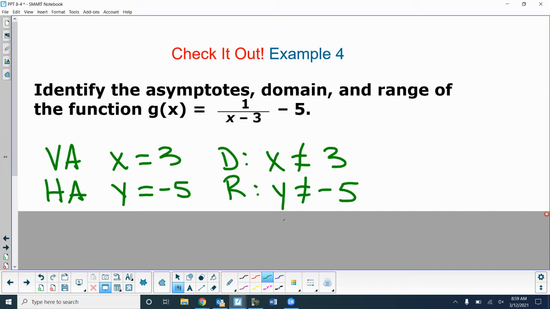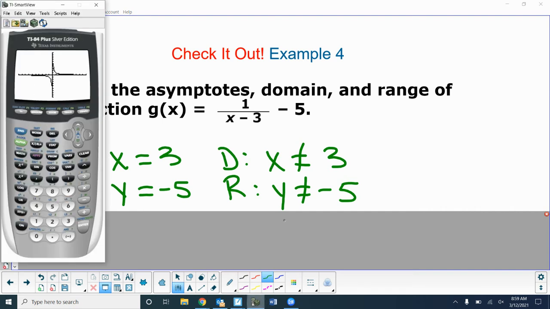If you were to graph this, if it asked you to graph it, just go to your y equals 1 over, and put that in parentheses. That's important. If you don't, it thinks it's just 1 over x. So you've got to put that in parentheses, all right? And then you can put your minus 5, and then you graph it. Okay?